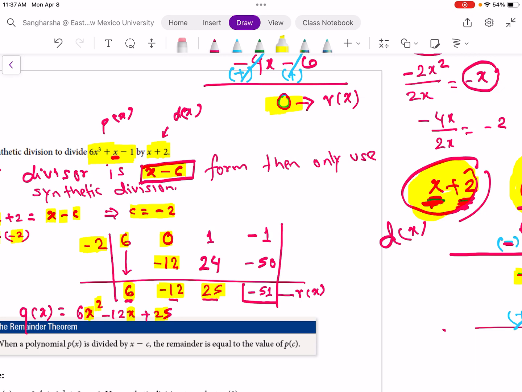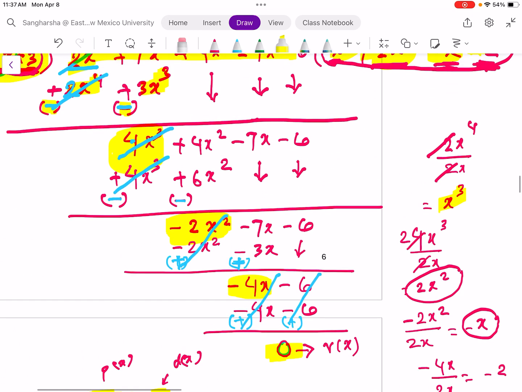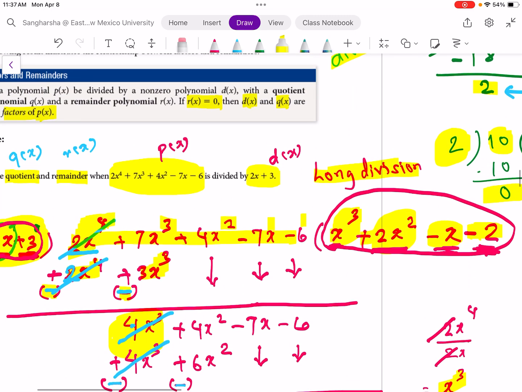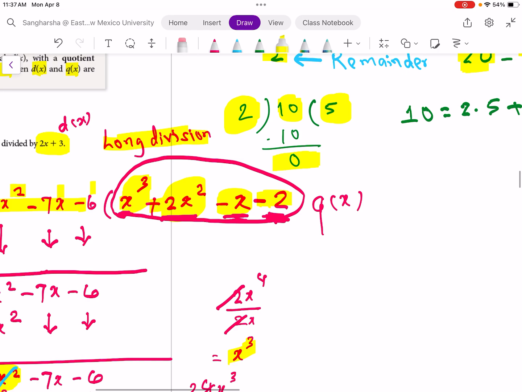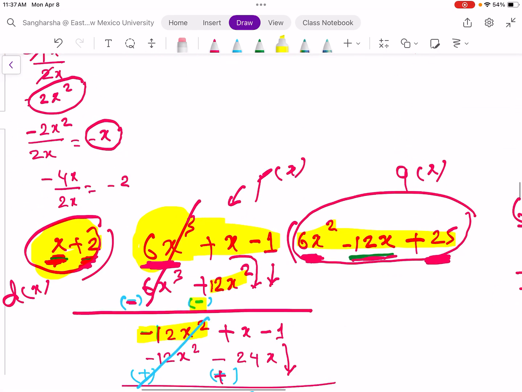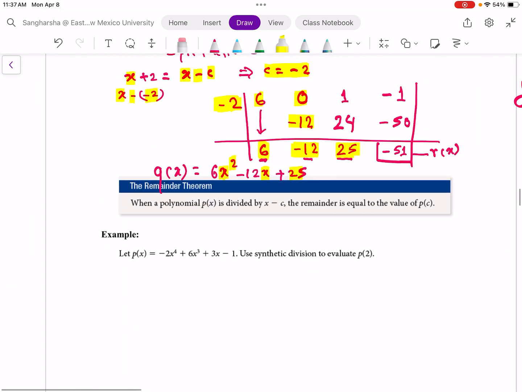Now let me do one more example. Let me go back to the very first example. Now our divisor is this one. Let me change the divisor. Okay, let's do one more example for synthetic division.